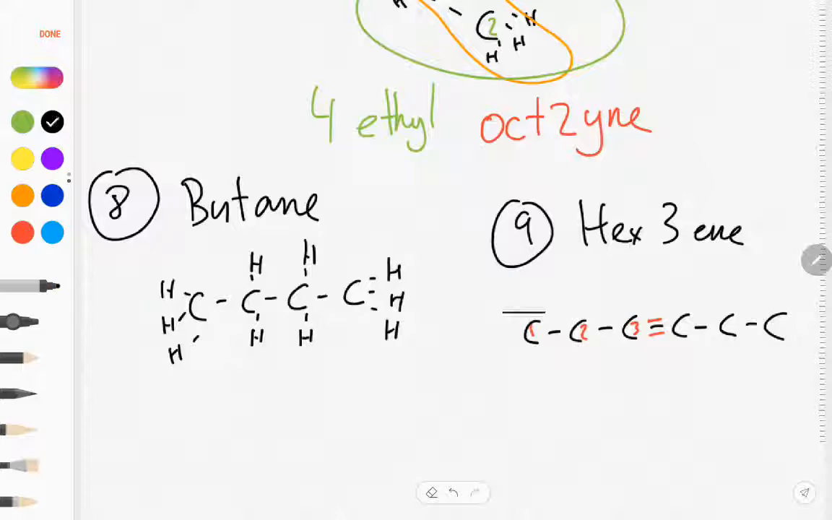The only thing left to do is fill in all of the missing hydrogens. So carbons 3 and 4 don't get any hydrogens because they already have 4 bonds. They don't need any extra bonds. And that's it, hex-3-ene.